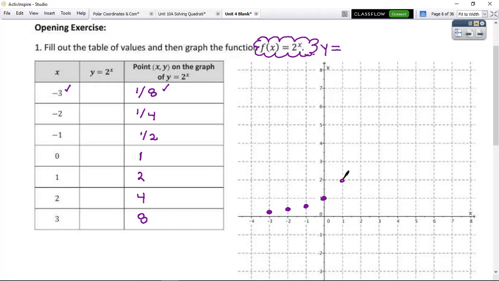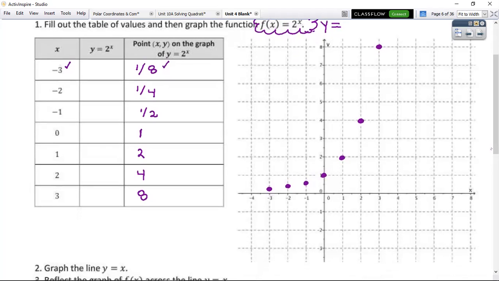0, 1, 1, 2, 2, 4, and 3, 8. And this is an exponential growth function. So this is 2 raised to the power of x. So 2 raised to the x. Okay.